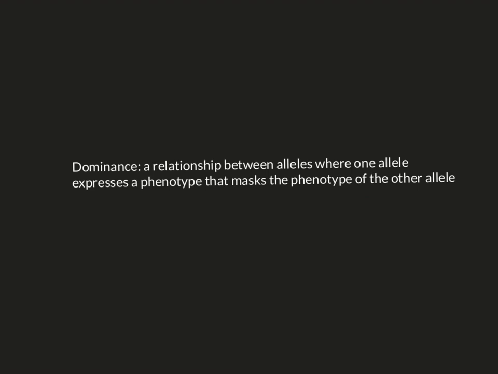Dominance is the relationship between alleles, where one allele is going to express a phenotype that masks the phenotype of the other allele. We just saw that with the round and wrinkled peas. There was some genetic basis for the round phenotype that was dominant to, or masked the phenotype of, the allele that conferred the wrinkled phenotype. Notice here I'm talking about the relationship between alleles, not phenotypes.